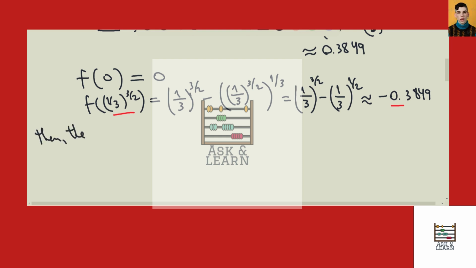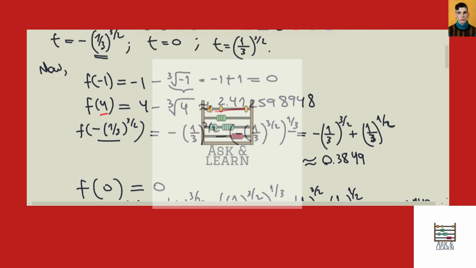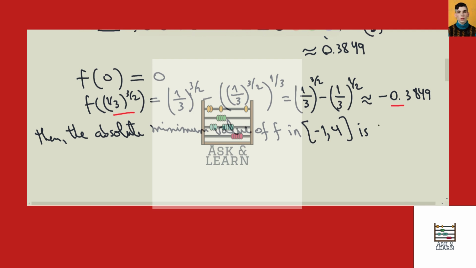Then the absolute minimum value of f in the interval from -1 to 4 is 2.41, and that is 4 minus cubic root of 4, which is about, that's the exact value, but to have an idea of what value it is, it's about 2.41 to 598,948.